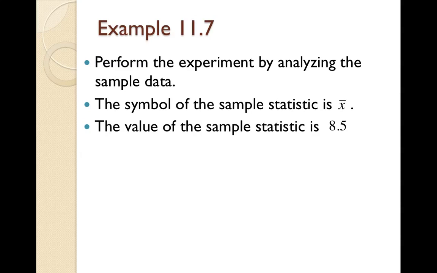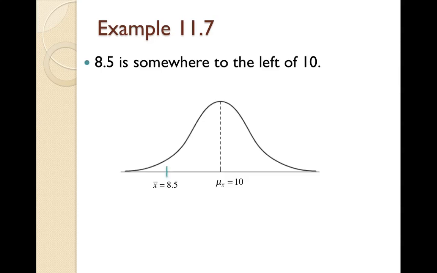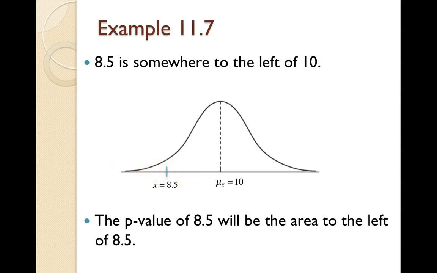So if we locate where 8.5 is on the bell curve, on the normal distribution, we know that it's on the left side of 10. We don't know immediately from just graphing this how far to the left it is. We just know it's to the left. Once we figure out its p-value, we can then decide whether or not it's very far over. So when we calculate the p-value, it's going to be the area from negative infinity all the way up to 8.5.